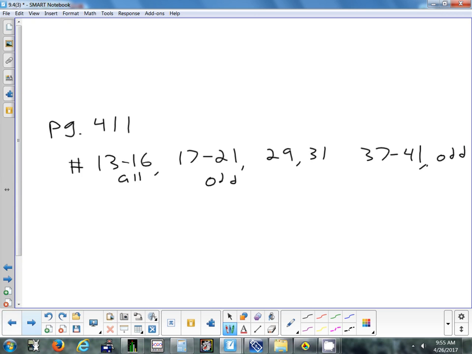Homework tonight, kind of like it's been the past couple nights. The first part, a little bit of matching, 13 to 16 all. And then the rest is just odds, 17 to 21, 29, 31, and 37 to 41 is also odds.